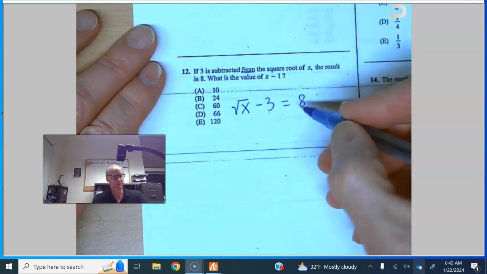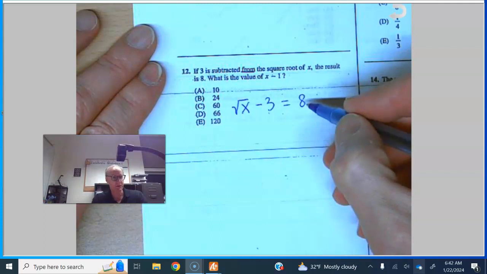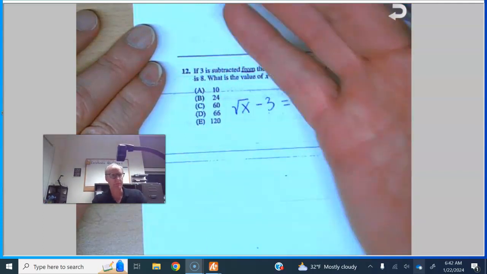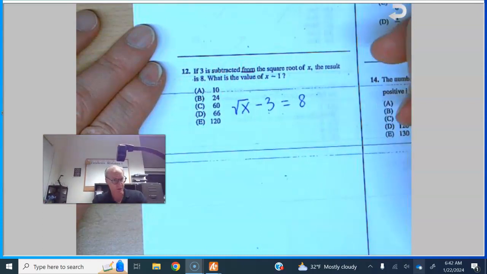The best way to do this problem is to solve this equation. Hopefully you know how to do that. Pause the video, solve the equation, you're done. That's the way you should do it.